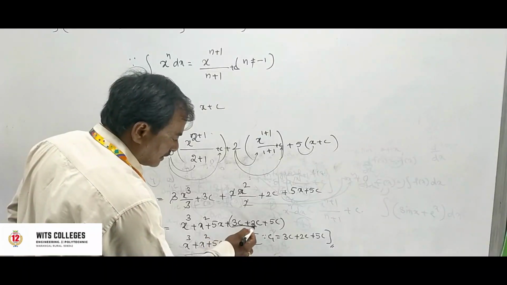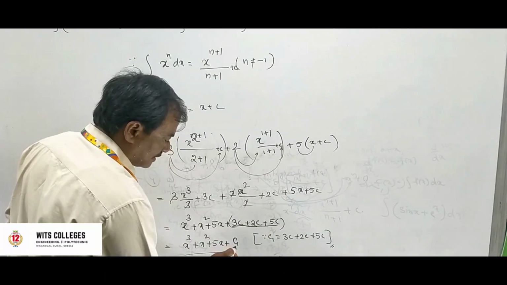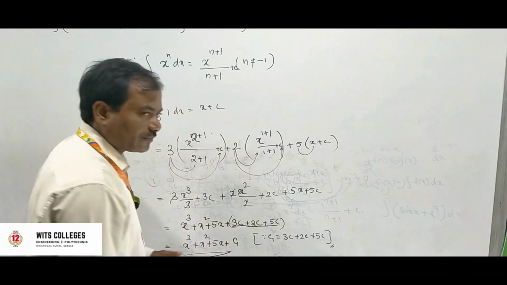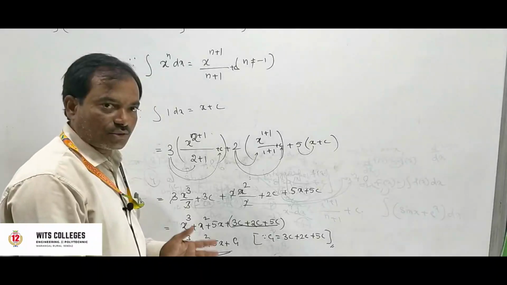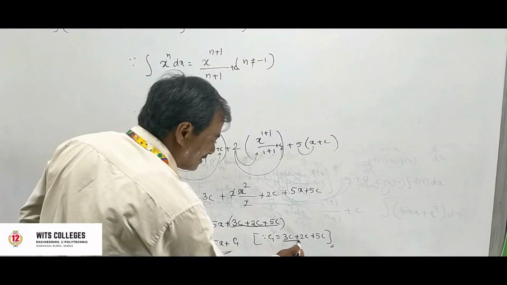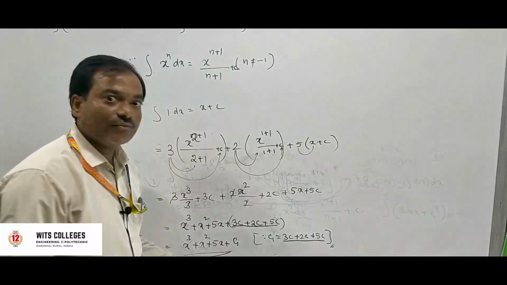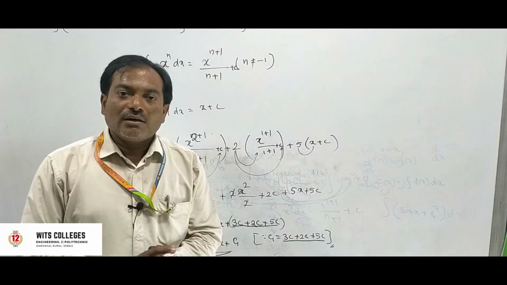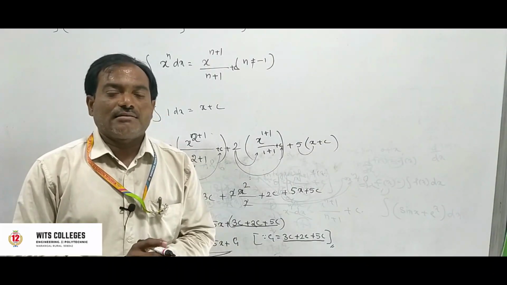And you collect the c terms on one side. So we write this as c1. What is c1 here? c1 equal to 3c plus 2c plus 5c. Why? Because here all the c's are arbitrary constants. So that's why this 3c, 2c and plus 5c is completely replaced by c1. c1 is an arbitrary constant.